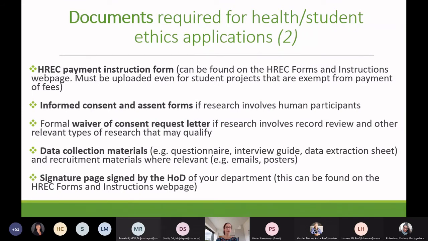You also need to submit what we call the HREC payment instruction form, also found on the HREC forms and instructions page. And even for student projects that are exempt from paying the fees, you still have to fill in that form and put the 0. Then if you are collecting data from human participants, you have to do the informed consent and assent forms that you've adapted for your study, or if you are asking for a waiver of that consent, you need to formally submit that letter with your application. And then any data collection materials that you might have depending on your study, your questionnaire, interviews, and so on. And a signed signature page by the HOD of your department or division.